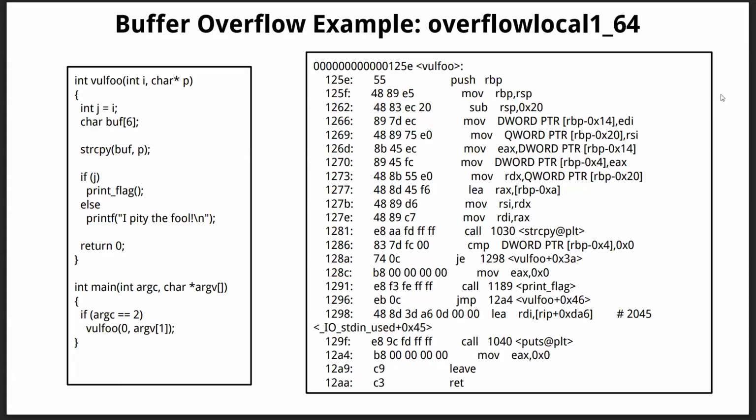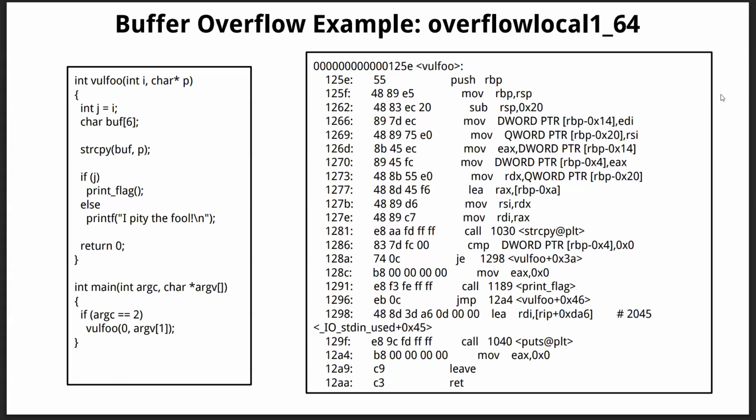RDI has the first parameter, RSI has the second parameter. We care about the destination, not the source. The destination is RDI, and RDI gets value from RAX. RAX is RBP minus A. Okay. Let's see.